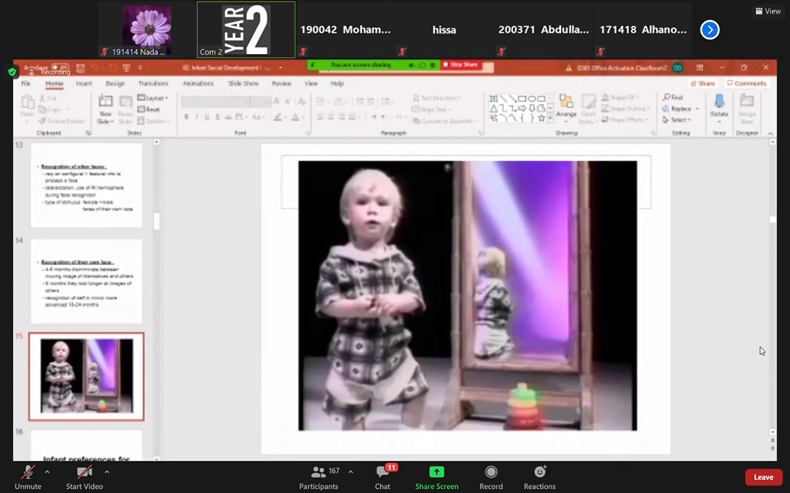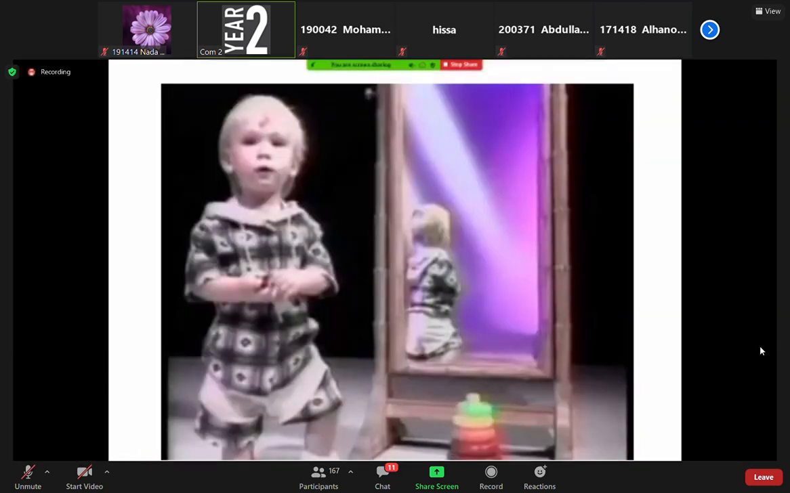Okay, so that was clear, right? So from 18 to 24 months, and again, remember these milestones, because you're going to get a lot of that, that's when they start to realize that that is who they are.